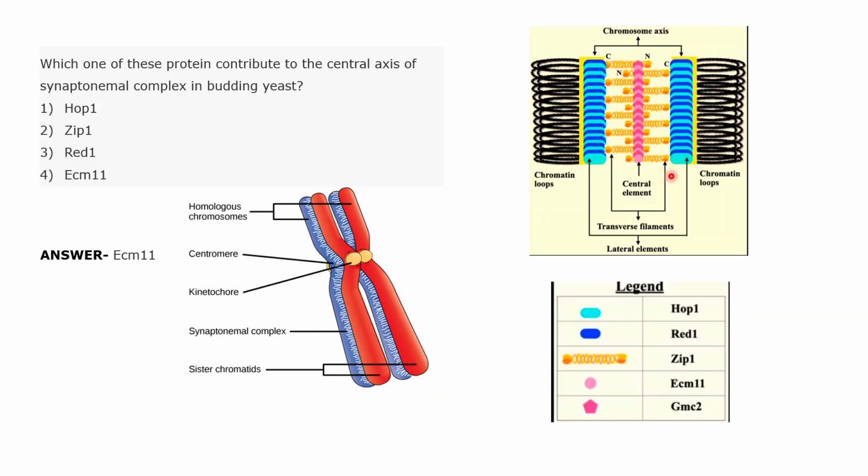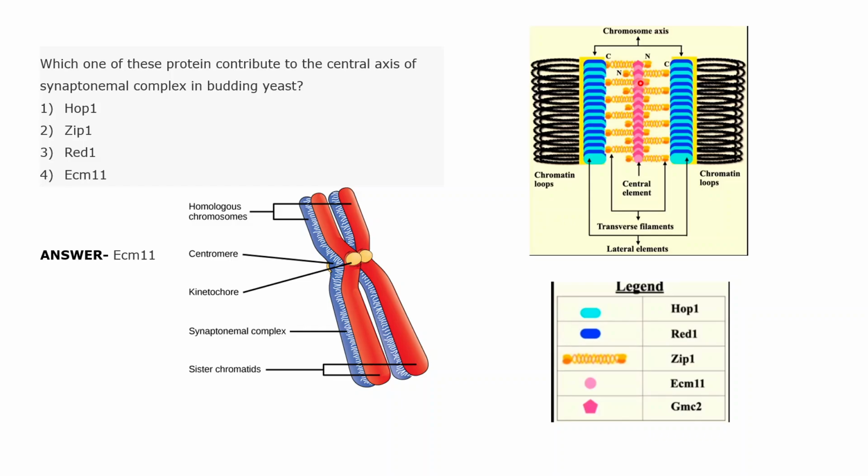So this whole thing contributes to what is called a synaptonemal complex. Several proteins are there. One is HOP1, the light blue one, and the dark blue one is represented by RED1. SYP1 is also there, which acts as a linker protein between these two protein complexes. The HOP1 RED1 complex interacts with the ECM11 GMC2 complex through this SYP1 complex, which enables this interaction and also provides some flexibility to the whole synaptonemal complex.